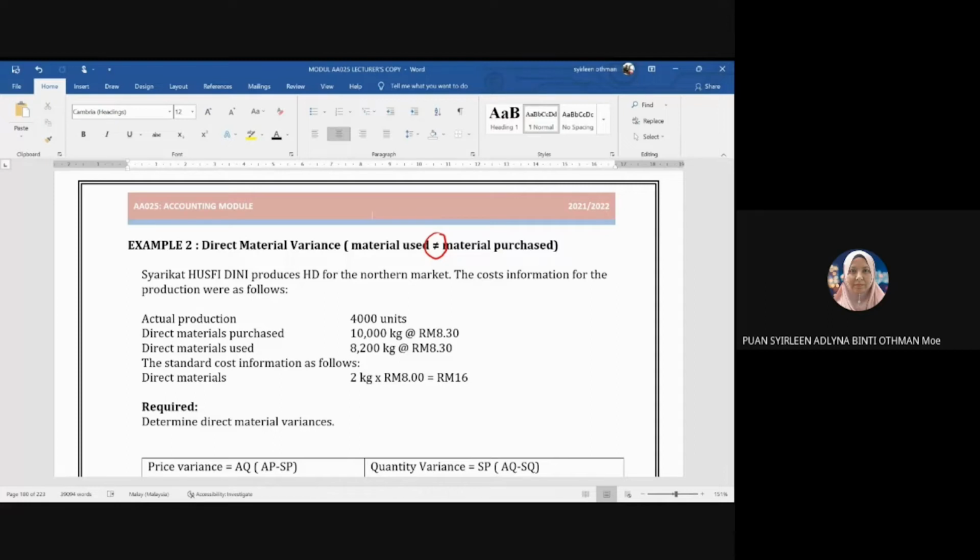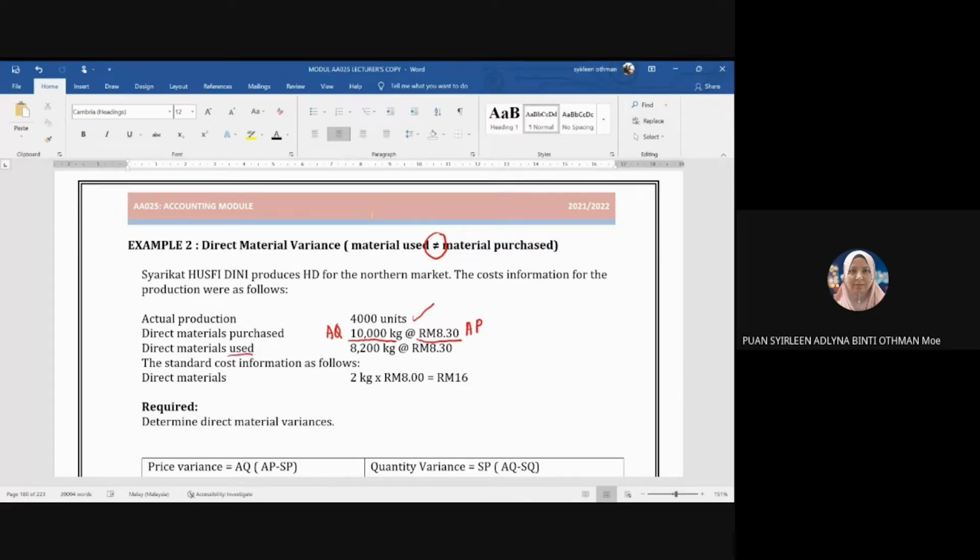Okay, alright. So now, we are using a different set of question. Okay, so the actual production ialah 400 unit. Okay, direct material purchase. So ini ialah actual quantity. Yang ini ialah actual price. Okay, so maksudnya ini ialah actual quantity purchase. Maksudnya masa dia beli 10,000 kilogram bahan mentah pada harga RM8.30 per unit, per kg. Alright? Okay.